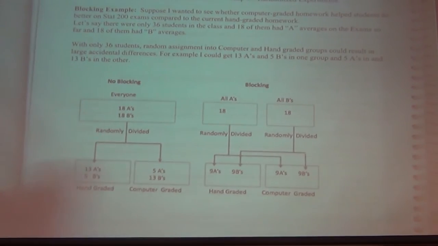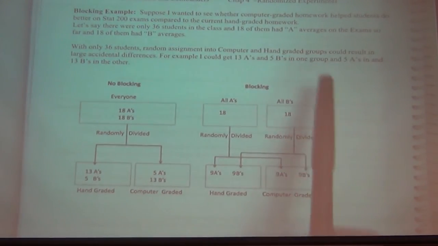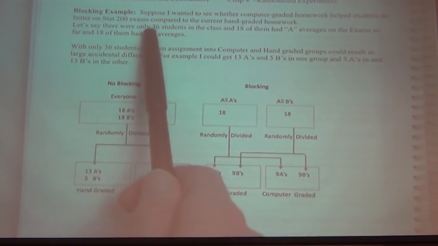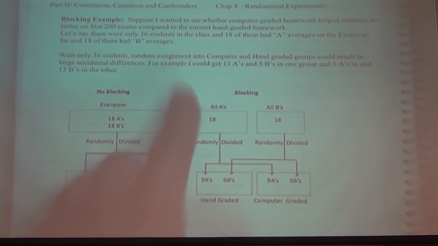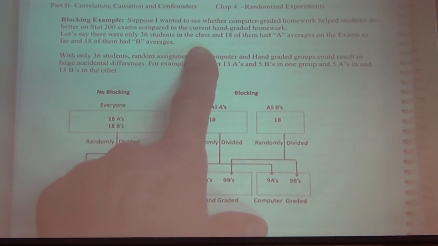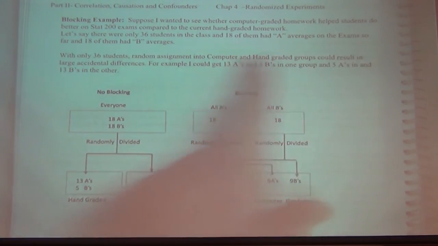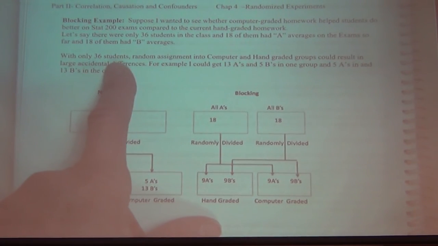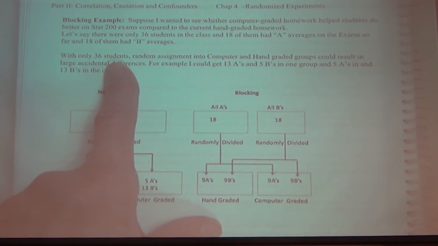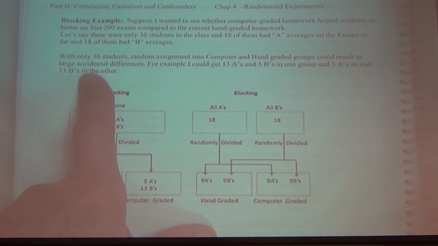Now, let's look at this example. I wanted to see whether the computer-graded homework helps students do better on the exams compared to the current hand-graded homework. And let's say there are only 36 students in the class, okay? And 18 of them had A averages up to that point on the exams, and 18 of them had B averages. Let's just pretend. With only 36 students, random assignment into these 2 groups could result in large accidental differences.